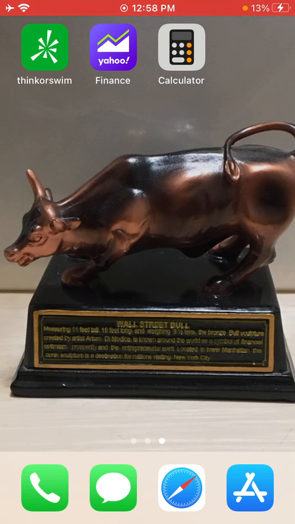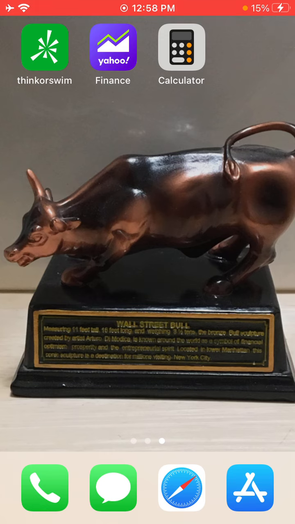So the apps that I use on my phone to look at market cap are thinkorswim and Yahoo Finance. So with thinkorswim, it's by TD Ameritrade. If you open up a brokerage account with them, they are US based. And I don't think you need to fund any money. You can open up an account and then you can download the app and sign into your account and then use the app.